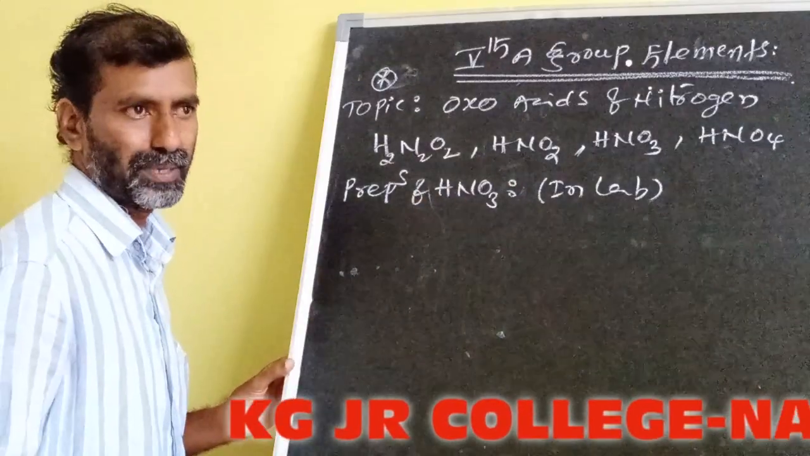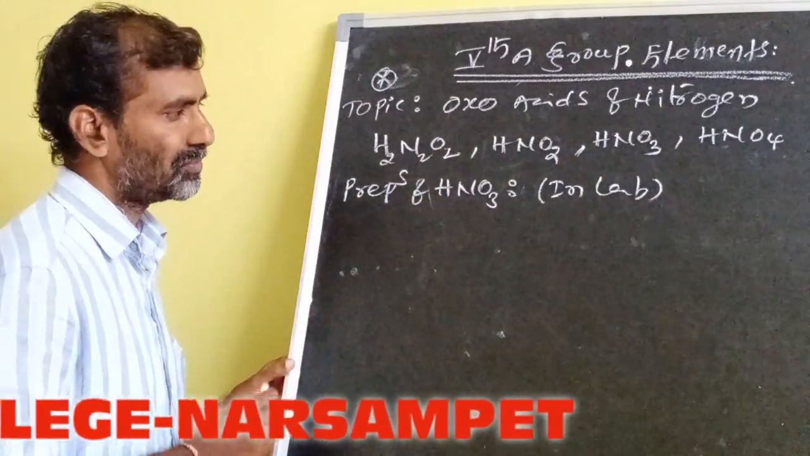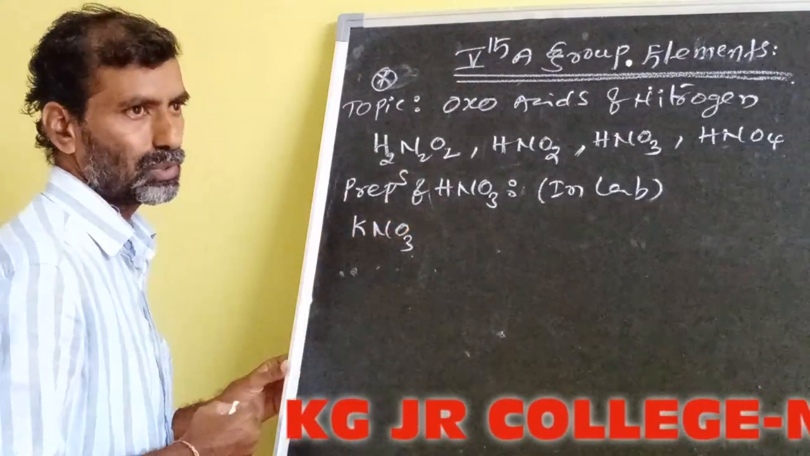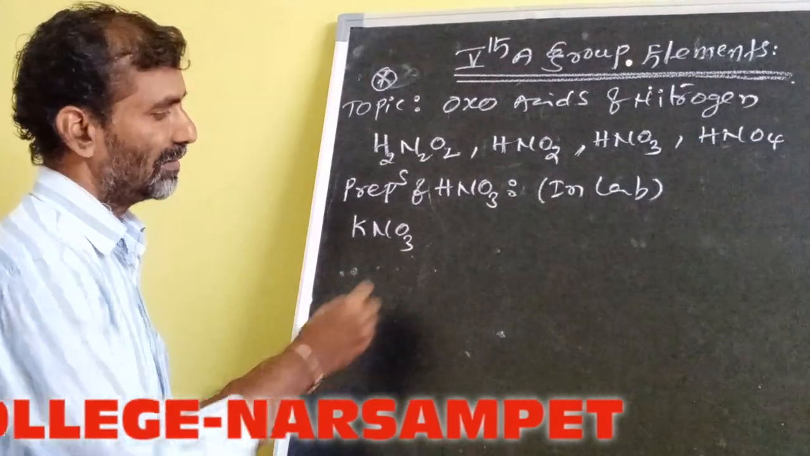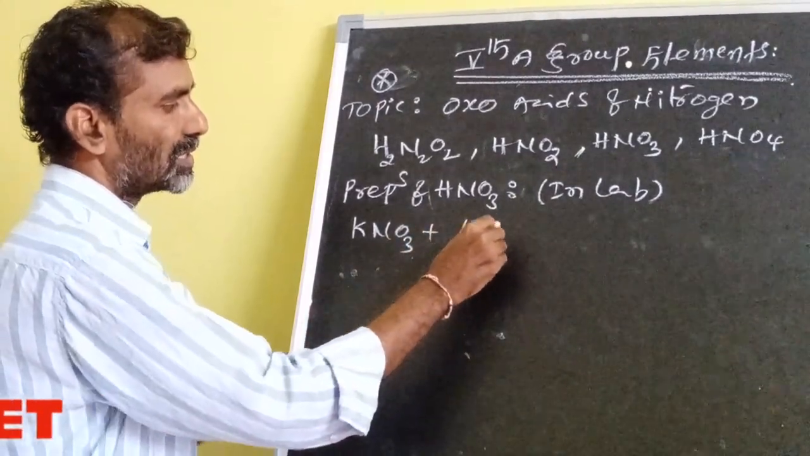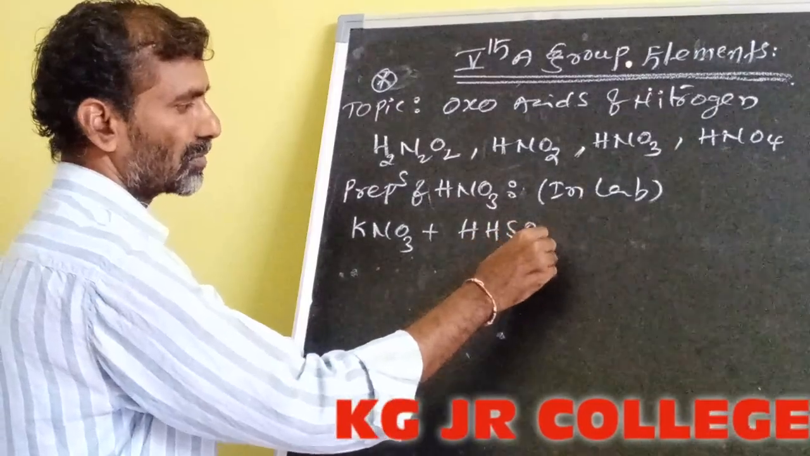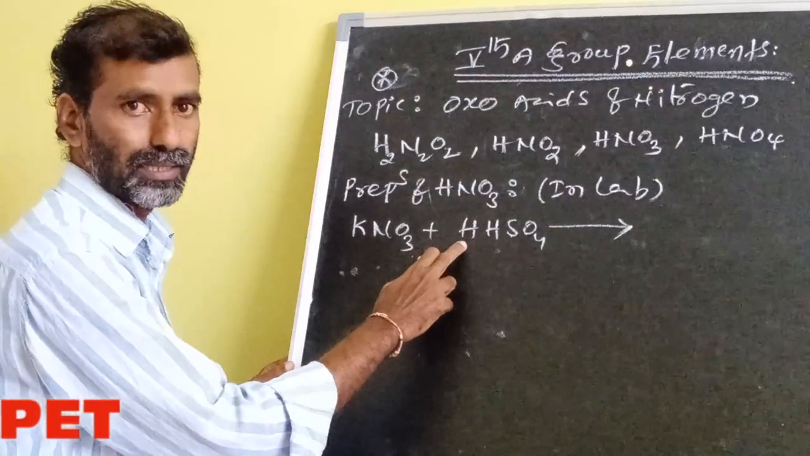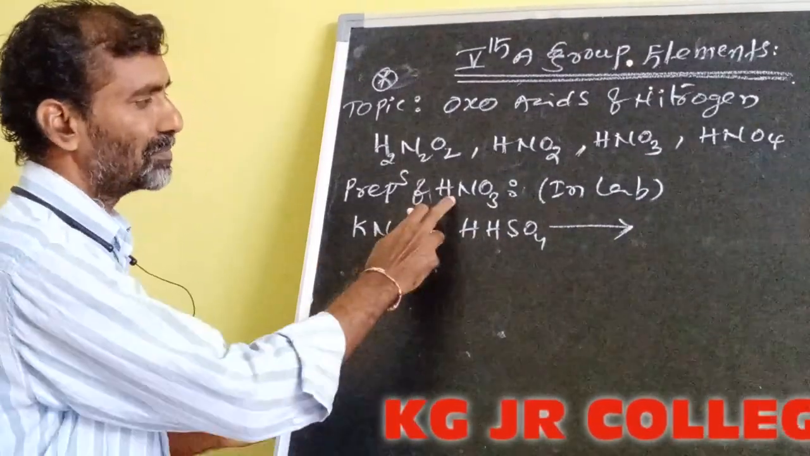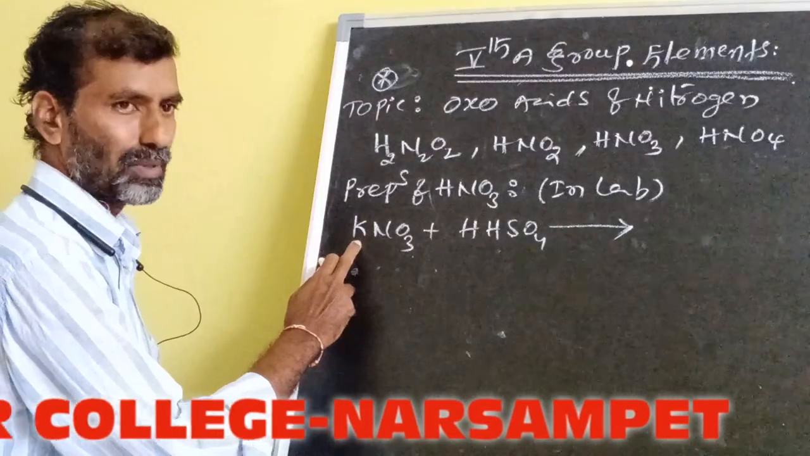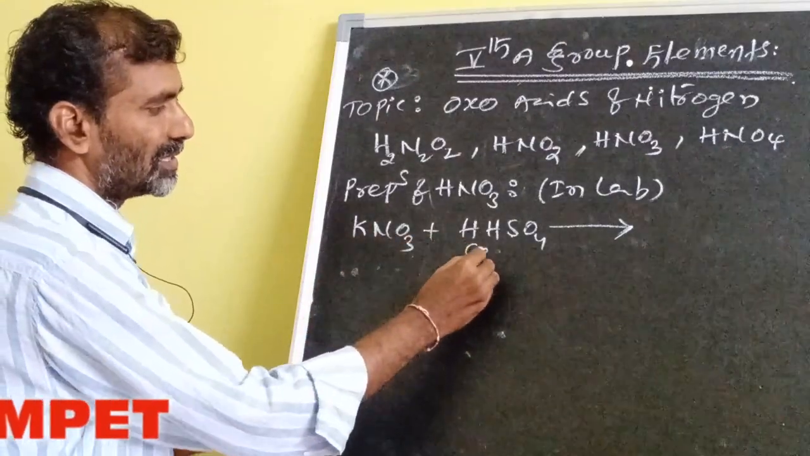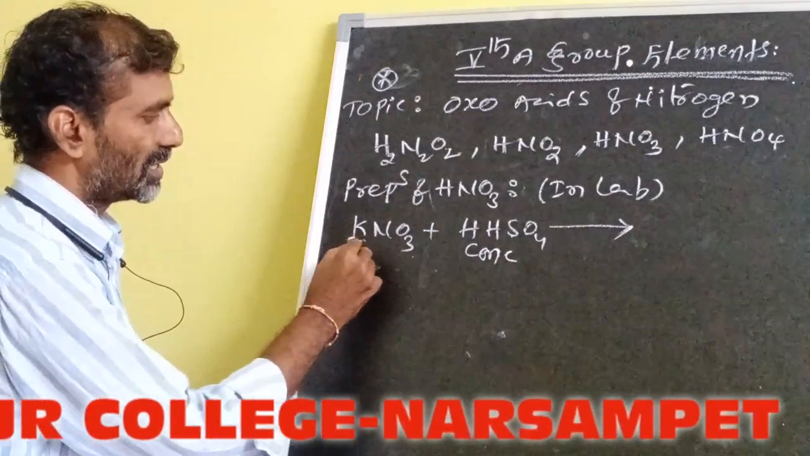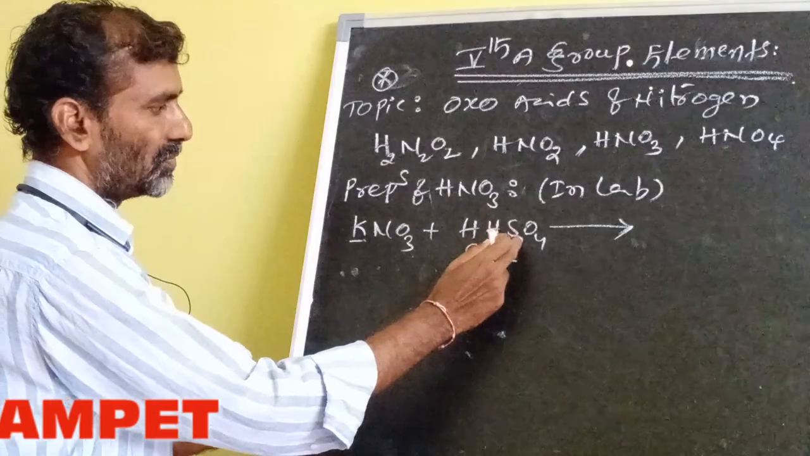HNO3 is prepared by the action of potassium nitrate or sodium nitrate with concentrated H2SO4. So we should write H plus. HNO3 can be prepared by the action of potassium nitrate with concentrated H2SO4. Here is K plus and HSO4 minus.